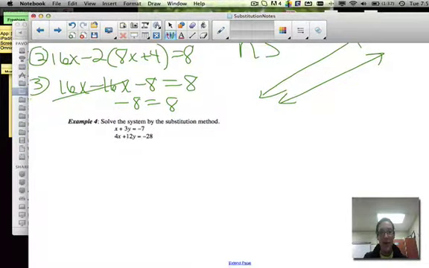All right, so let's see if you can try example number 4 on your own. It may have a solution, it may not have a solution like example 3, and it may have an all real numbers solution, so remember that option as well. So again, these are the notes for substitution method.